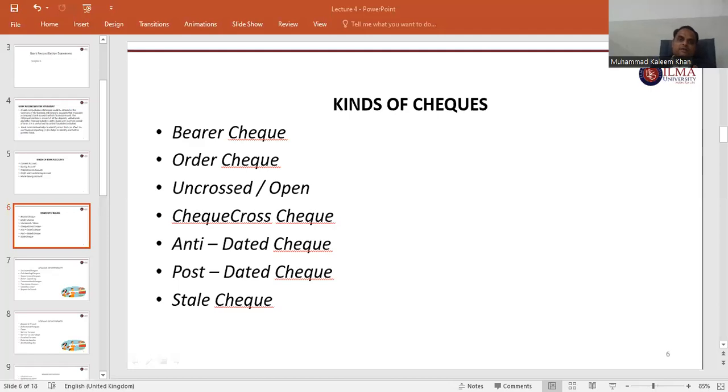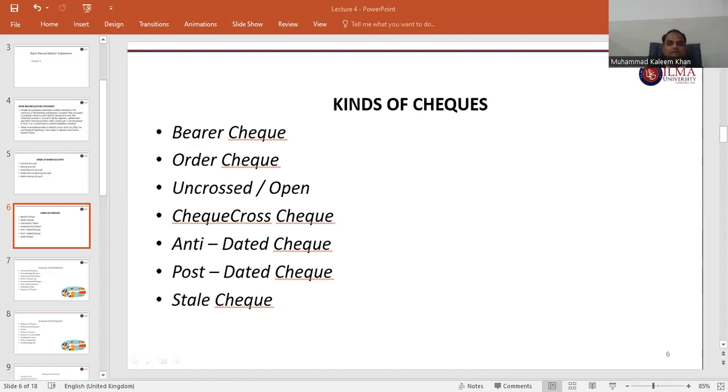Bearer check. When the word bearer appearing on the face of the check is not cancelled, the check is said to be a bearer check. The bearer check is payable to the person specified therein or to anyone else who presents it to the bank for payment. However, such checks are risky. This is because if such a check is lost, the finder of the check can collect payment from the bank.